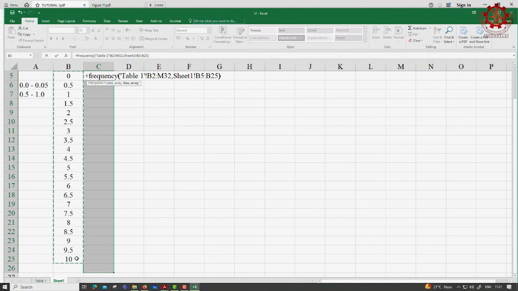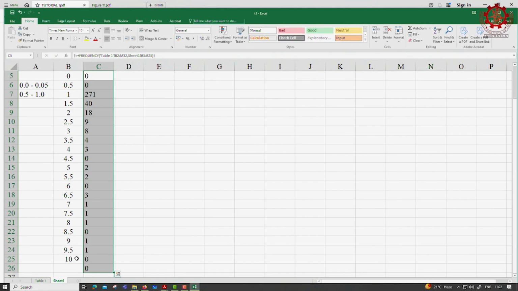Close brackets, right. Then you have to type those three keys, Control Shift Enter, that is the frequency command executing, right. Control Shift and Enter. Now, you can see all the counted numbers are inserted into the selected cells.